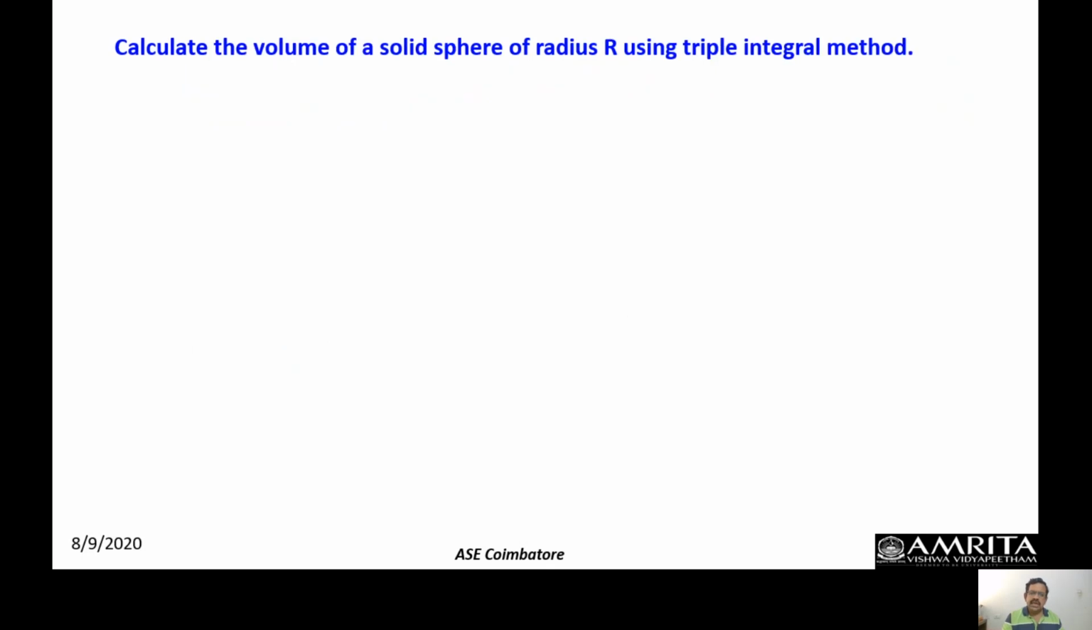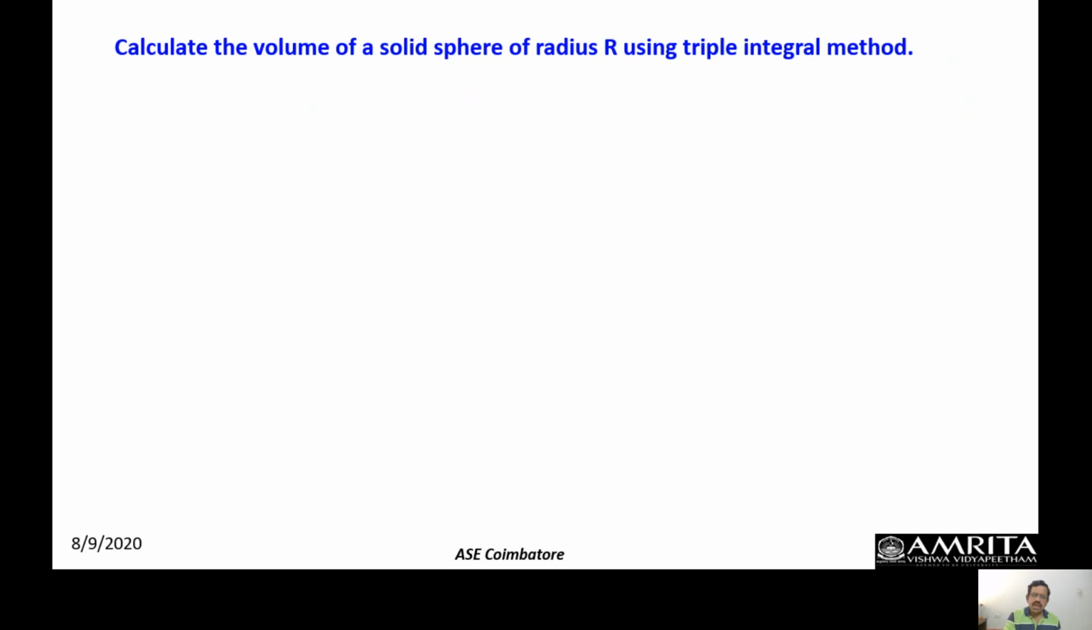So there is another example that I want to show you of the usefulness of this. Calculate the volume of a solid sphere of radius r using the triple integral method. We know that volume means we are bringing the three coordinates into play, and here it is a spherical symmetry because I have asked you to calculate the volume of a solid sphere of radius r.